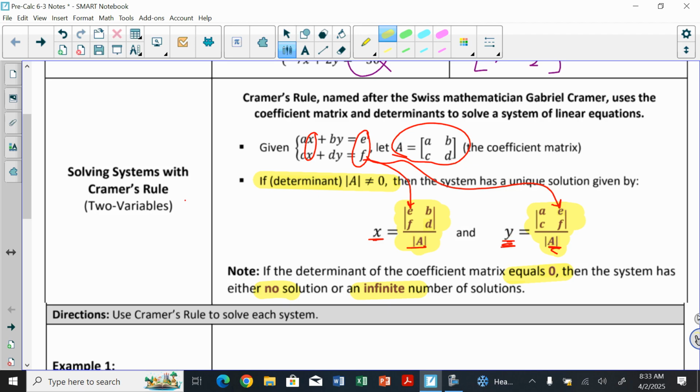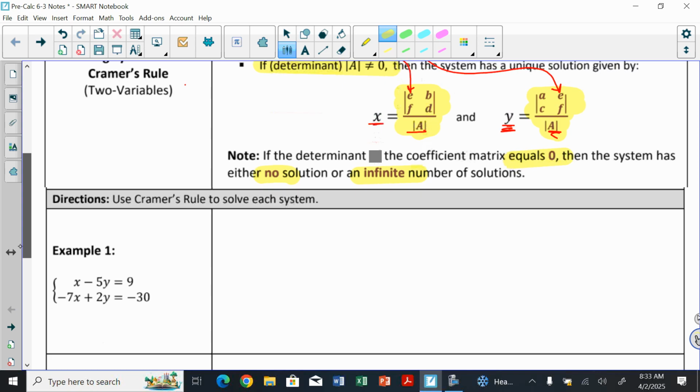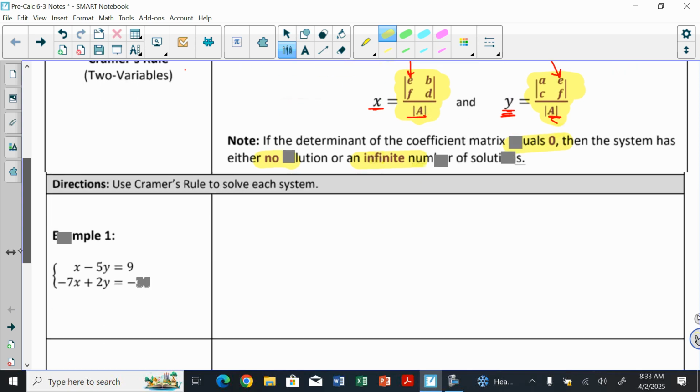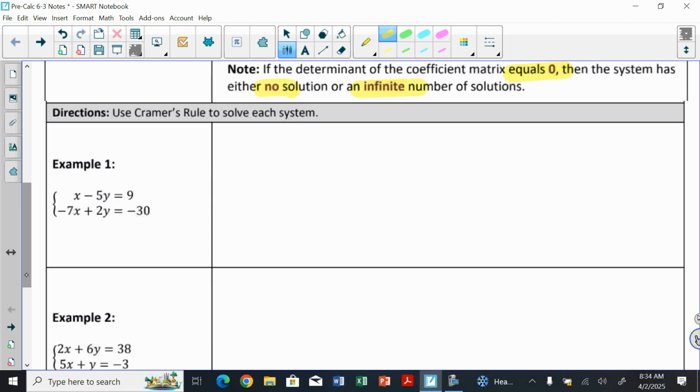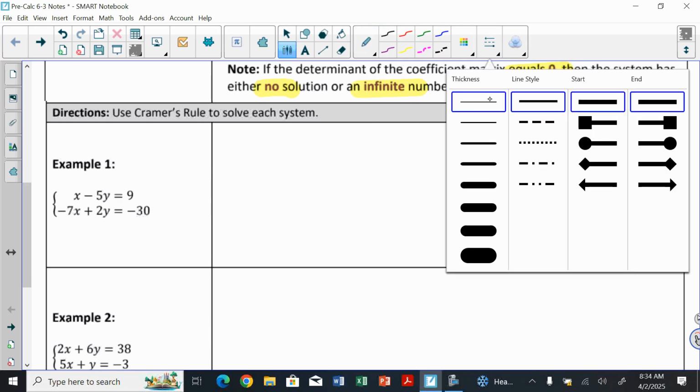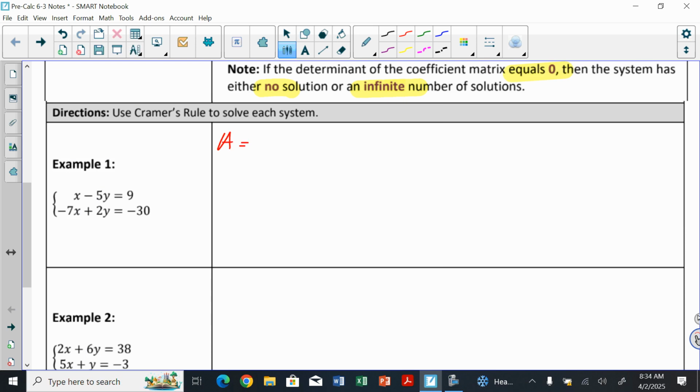All right, so let's use Cramer's rule to solve here with a 2x2. First thing we're going to do is label A as my coefficient matrix. A is simply the coefficients of this example right here. So it'd be 1, -5, -7, and 2 is my coefficient matrix.